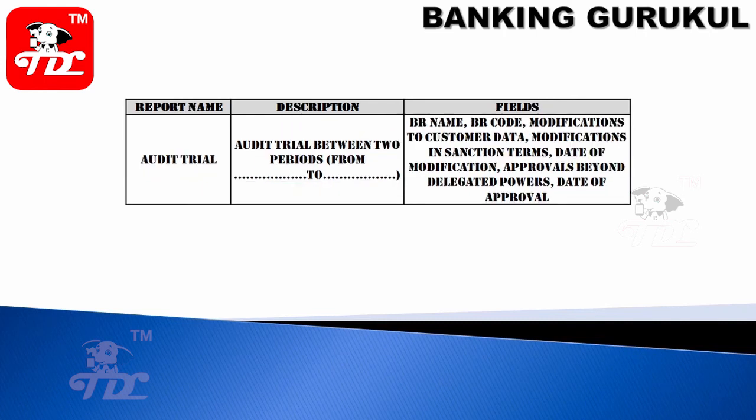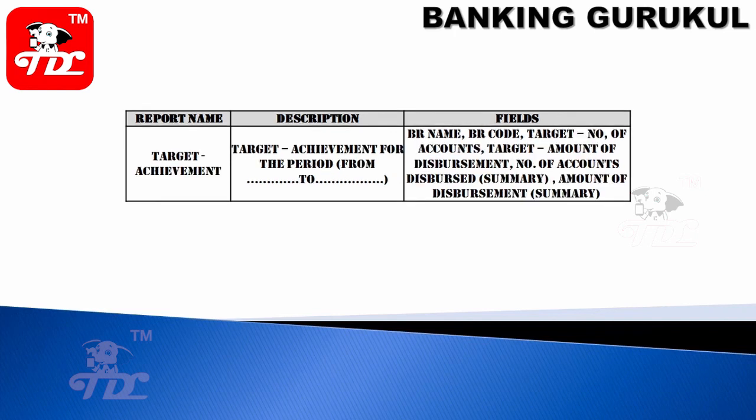Audit trail. So you can generate audit trail for 2 days, from date and to date. Then fields will be like branch name, branch code, modification of customer data, what type of data they modified, what are the sanction terms, date of modification, who has approved, what is the power, when it is approved. These details can be generated from this report.